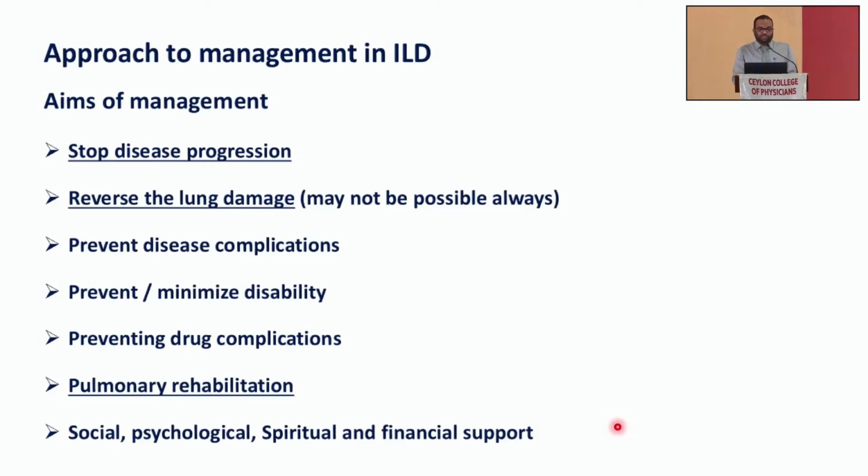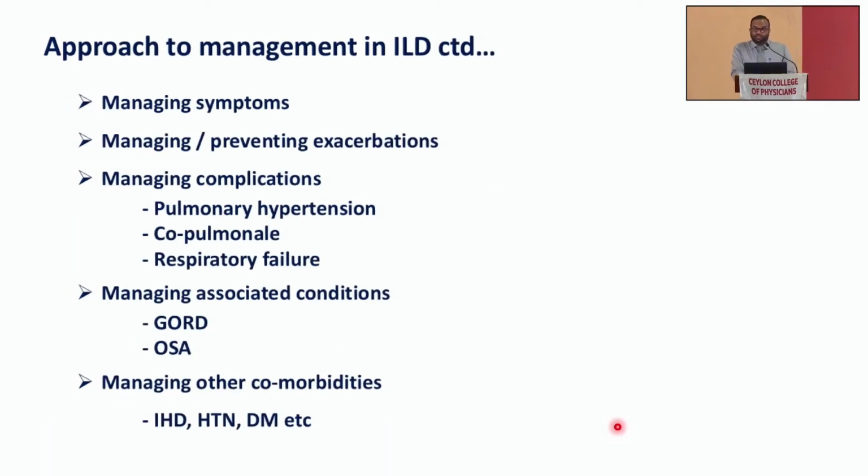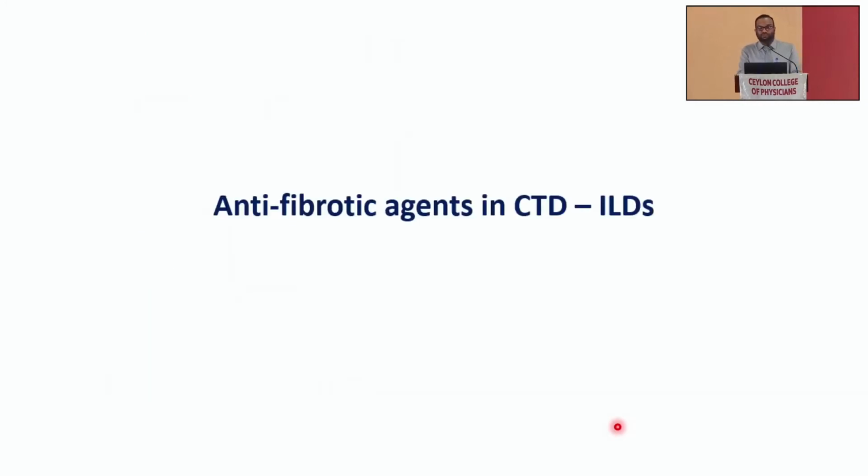So the approach to management: the aims of management are to stop disease progression, reverse the lung damage, which may not always be possible, prevent disease complications, prevent and minimize disability, prevent drug complications, start pulmonary rehabilitation early, manage symptoms, manage and prevent exacerbations, and manage complications such as pulmonary hypertension, cor pulmonale, and respiratory failure. And manage other associated conditions which have been shown to contribute to the mortality of interstitial lung disease, such as gastroesophageal reflux disease and obstructive sleep apnea, and we have to manage other comorbidities as well.